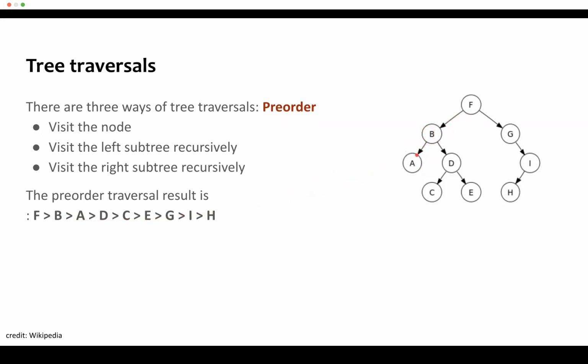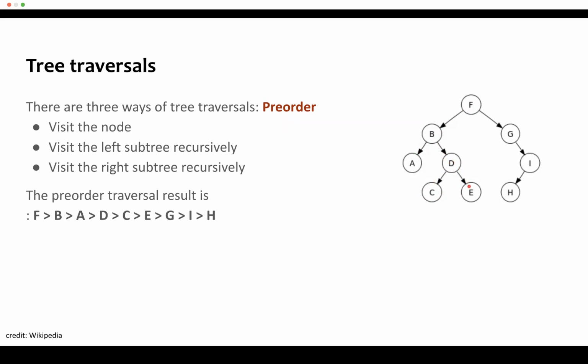And after we process the left child, we're going to process the right child, that is D. So we came from the root, B, left child, and the right child. And when we reach here, we're going to process the left child. So that is going to be C. And then we come back here and process the right child, that is going to be E. So here, FBA, come back here, process the right child, D, and then left and right.